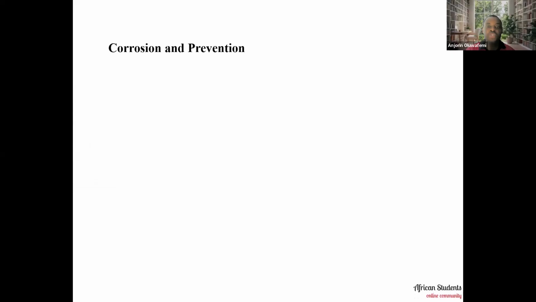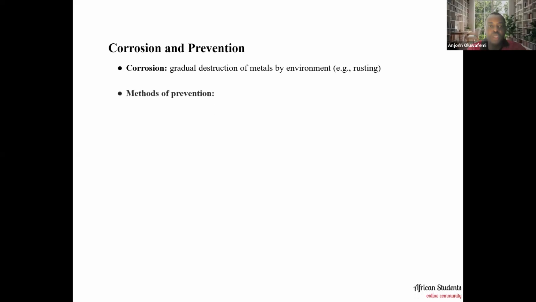Okay, corrosion and prevention is another aspect that we need to look at. Corrosion is the gradual destruction of metals by environment, e.g. rusting. The gradual destruction of metals by environment, e.g. rusting, is what we call corrosion, okay? Methods of prevention of corrosion.